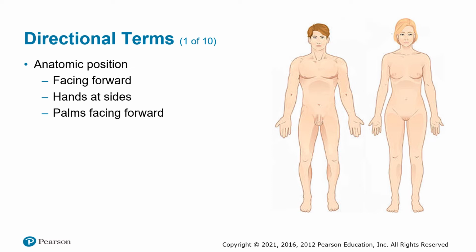Directional terms. Anatomic position is when the patient is standing facing forward, hands at sides, and palms facing forward. This anatomic position is how you will directionalize things to the patient. If it's on the patient's left side, right side, it's always the patient's anterior and posterior, not your anterior, posterior, not your left side, right side. It's the patient's left side, right side.